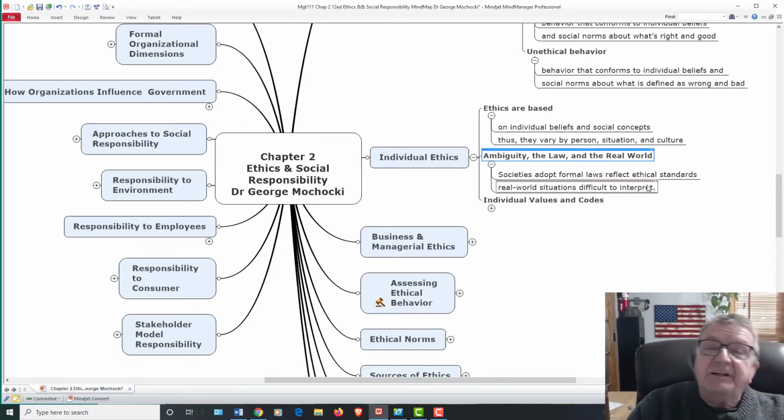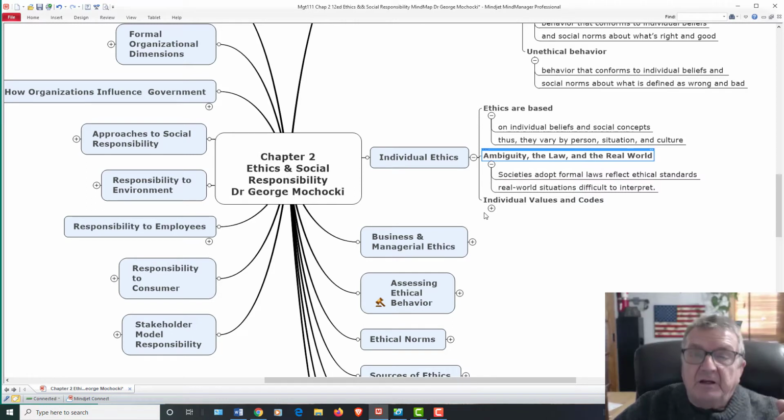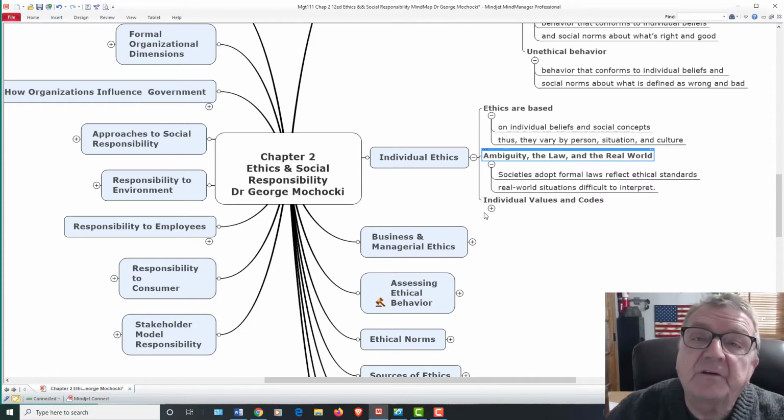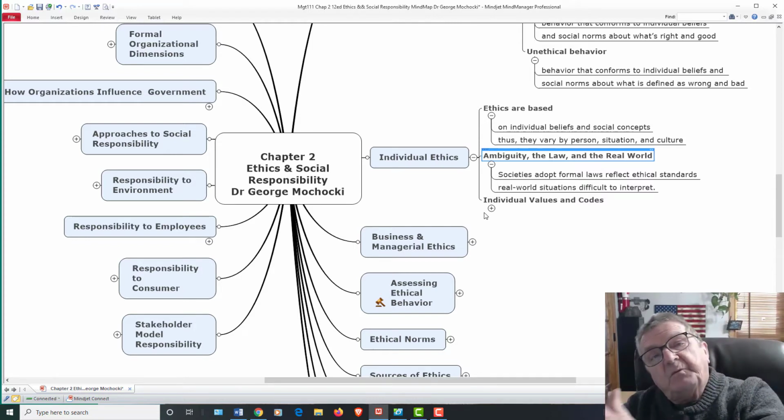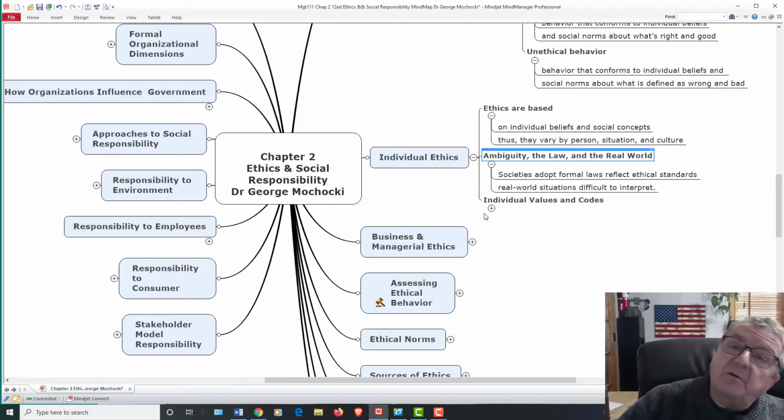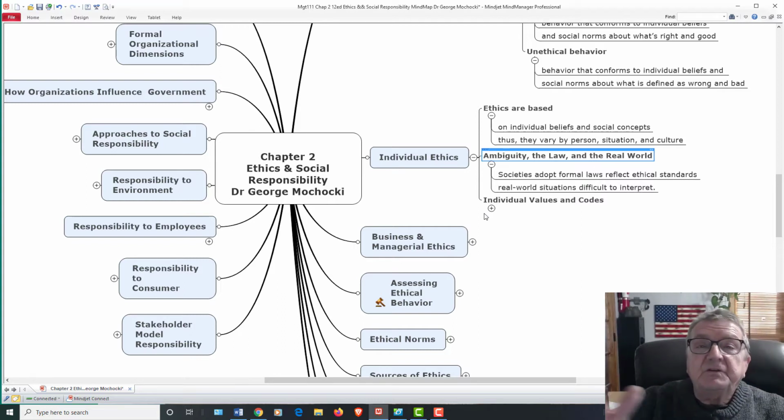All right. Okay, ambiguity, the law, the real world. So I'm trying to keep this underneath it. That formal laws reflect ethical standards. After a while, society said this is what's ethical. What was ethical back in the 60s, in the 70s, in the 80s, in the 90s, it changes depending on society, okay? And what society feels is the core value.